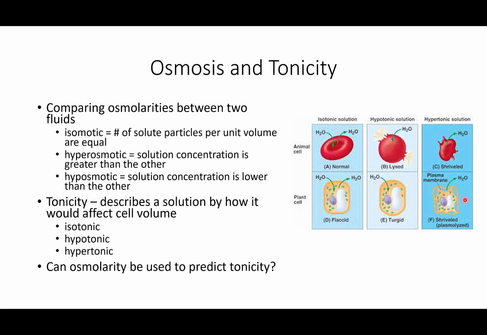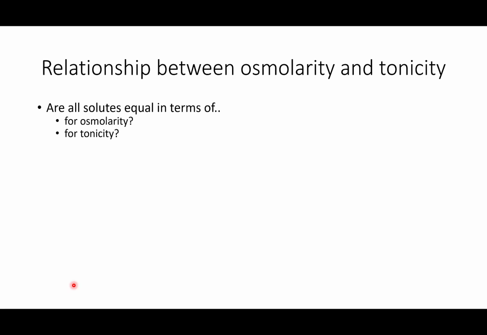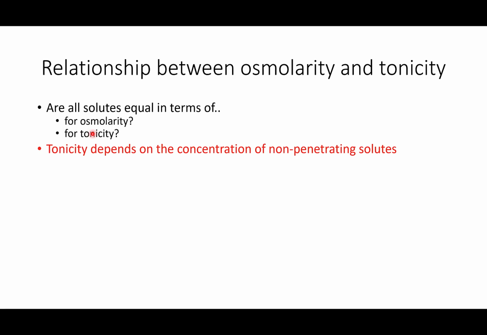So can we use osmolarity to predict tonicity? So if a solution is hyperosmotic, does that mean it will also be hypertonic? And that's a really good question. We don't want to necessarily be misled, though, by osmolarity. There is a very specific relationship between osmolarity and tonicity. So we have to ask ourselves, first of all, are all solutes equal in terms of osmolarity and tonicity? For osmolarity, the answer to that question is yes. It's just the number of solutes per liter of water. It doesn't matter what type of solute it is. For tonicity, however, there is a difference. And the difference is tonicity depends on the concentration of what we call non-penetrating solutes, so solutes that can't cross or diffuse across the cell membrane.